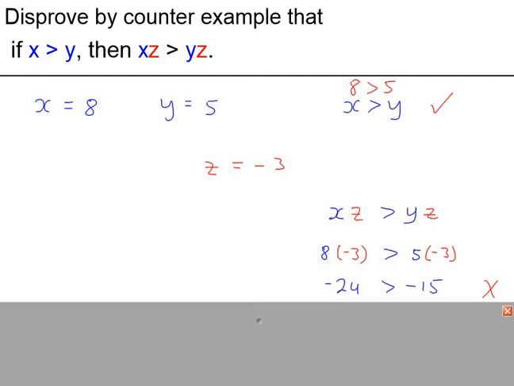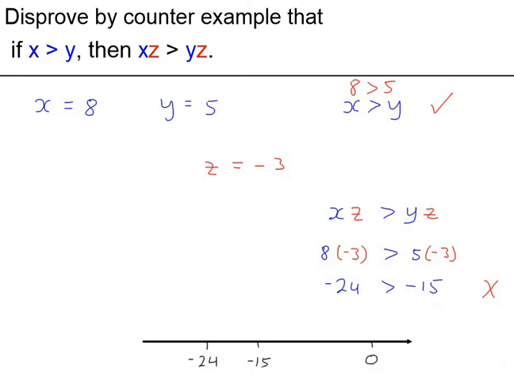Okay, so we have minus 24 is greater than minus 15, which is not true. So we have managed to disprove by giving one counterexample. Now on a number line, if minus 15 is here, any value to the right of minus 15 is greater than minus 15. Anything to the left is smaller. And the minus 24 is to the left of minus 15. So we have got minus 24 is less than minus 15. That's what we've shown, which disproves this.